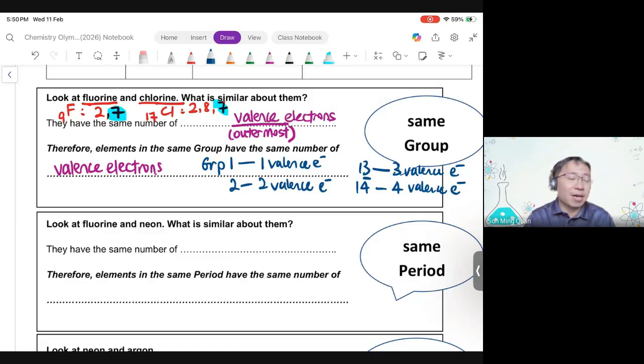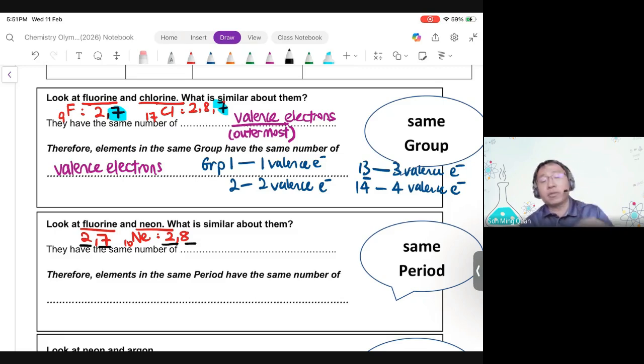Okay? Next, we go to fluorine and neon. Fluorine is 2, 7. We did it just now. Neon has 10 electrons, so it's 2, 8. So what is so similar about these two? The idea is both have 2 shells. First shell, second shell. First shell, second shell, right? So both atoms have 2 electron shells that have electrons in them. So we say they have the same number of filled electron shells.